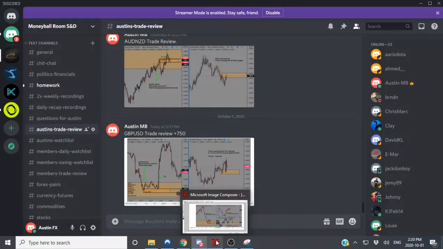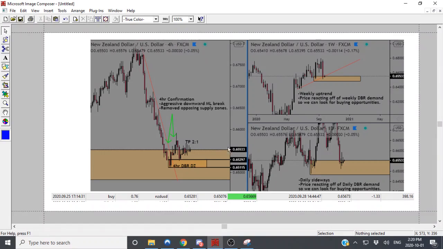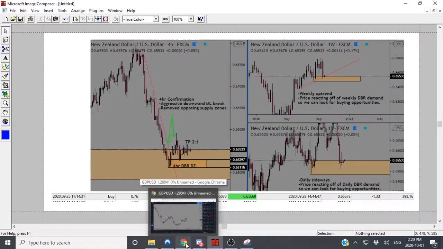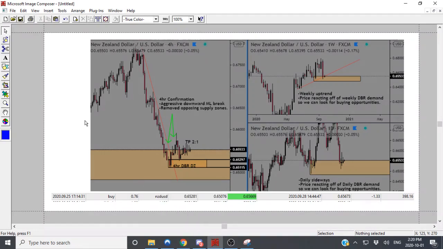Okay, another trade was New Zealand USD. I posted this on my Twitter, so I thought I would just include this one, show you guys the profits on it as well.